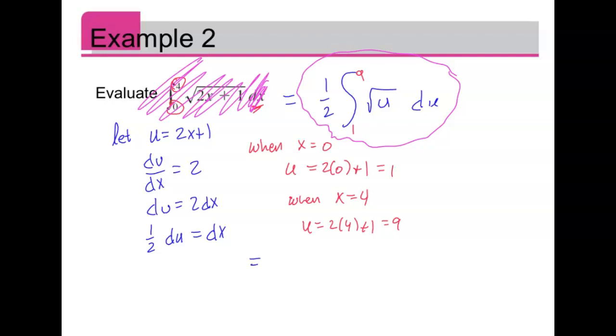So first thing I would do is rewrite root u as u to the 1/2, 1 to 9 du. All right, do we have this one memorized yet? What's the antiderivative of u to the 1/2? Yeah, it's 2/3 u to the 3/2. Now this one is definite, so we don't need that constant of integration. Instead, we need to evaluate it at the endpoints from 1 to 9, right?